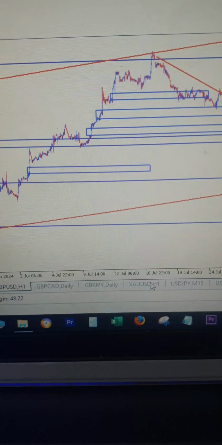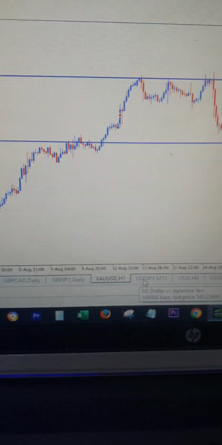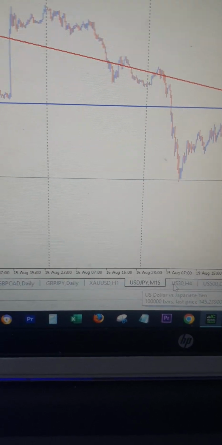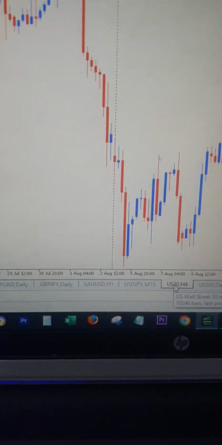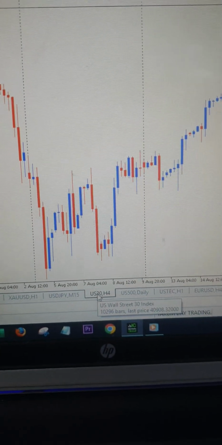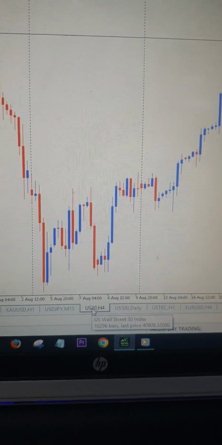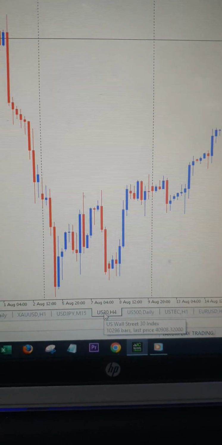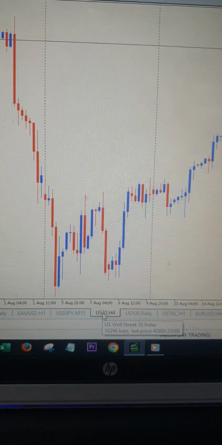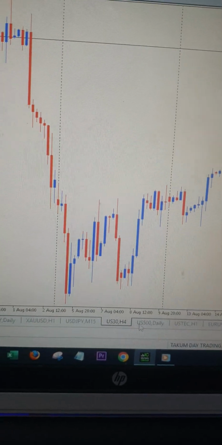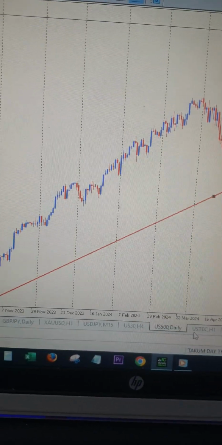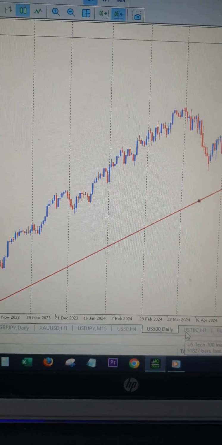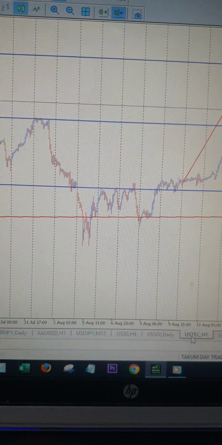They have USD JPY. They have US 30. Yes, US 30 is the major 30 companies in the USD. Then we have US 500. This is a, is it a commodity? Yeah, they're commodities? I need to find out.